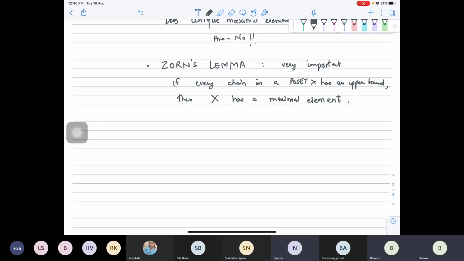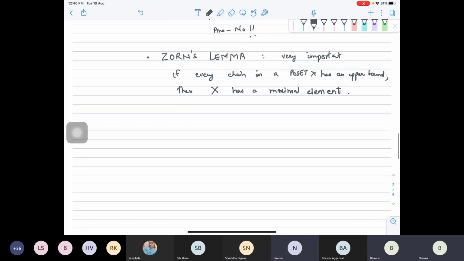No, ma'am. Okay, thank you. So I asked all of you to do an application of Zorn's lemma, right? I asked you to write down an application which says that every vector space, whether finite dimensional or infinite dimensional, has a Hamel basis. There always exists a Hamel basis.